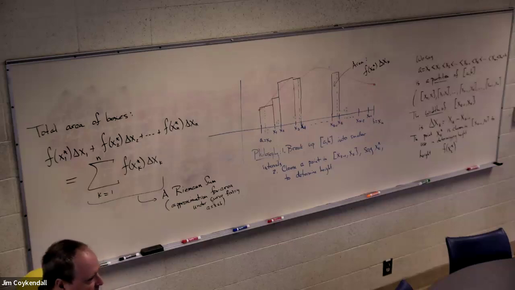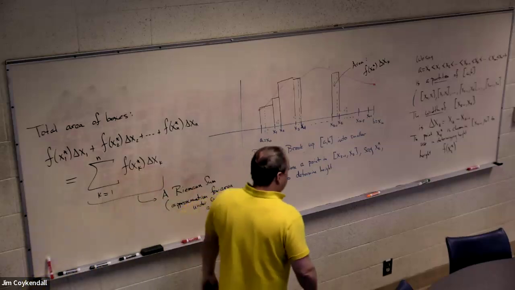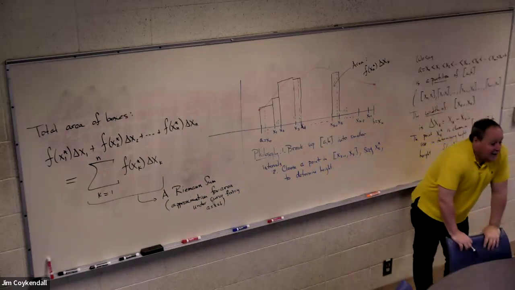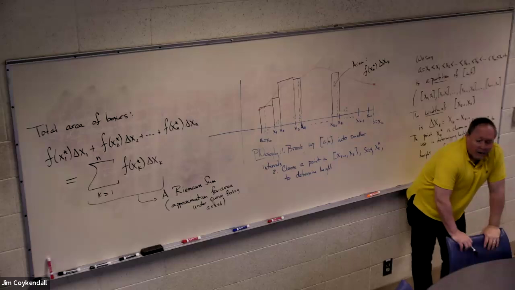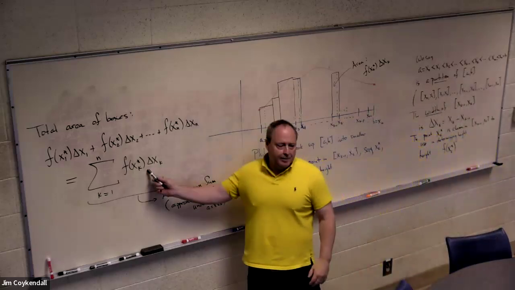Does everybody understand what we're doing so far? Is everybody with me on this, height times width, any of the boxes? Okay, this is an approximation. I don't want to explain the exact answers if I can get them. So here's my question. Philosophically speaking, how can I make this approximation better and better?